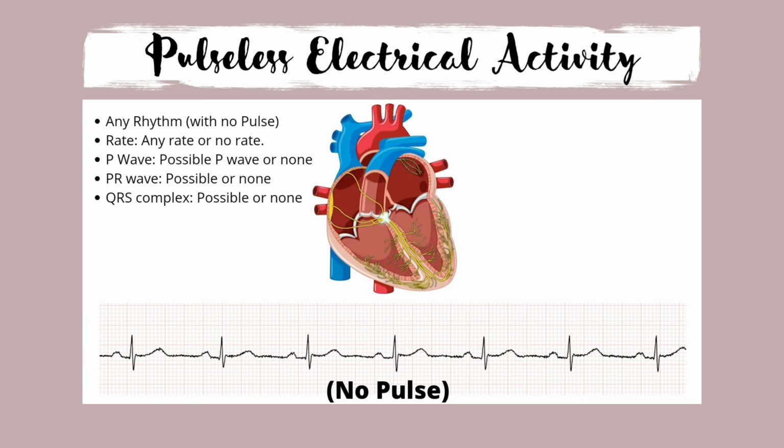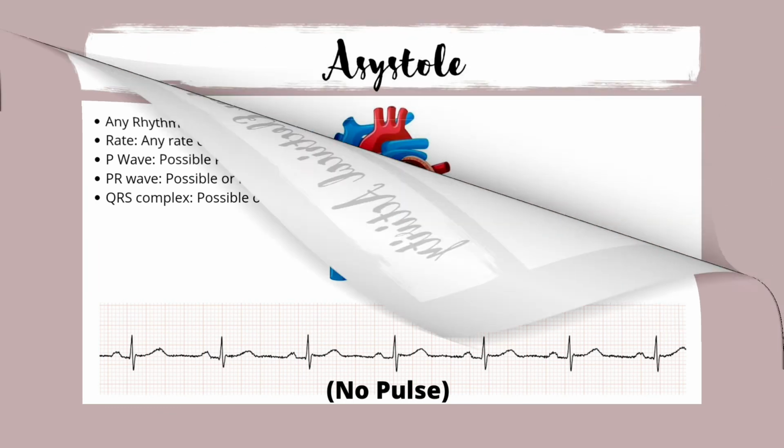Characteristics. Any rhythm, with no pulse. Rate, any rate or no rate. P wave, possible or none detectable. Possible PR interval or none detectable. Possible QRS complex or none detectable.